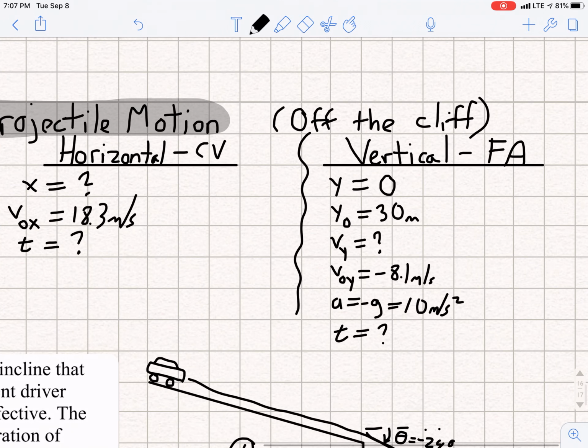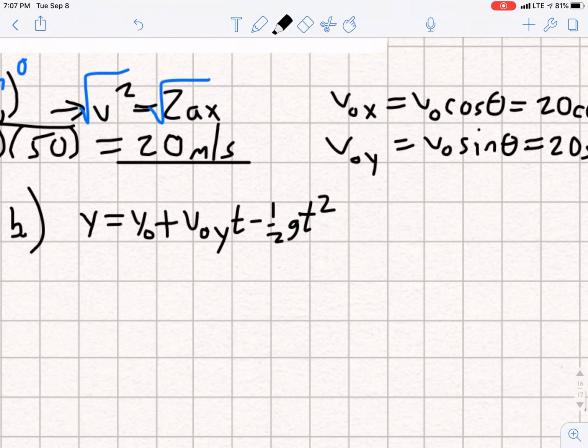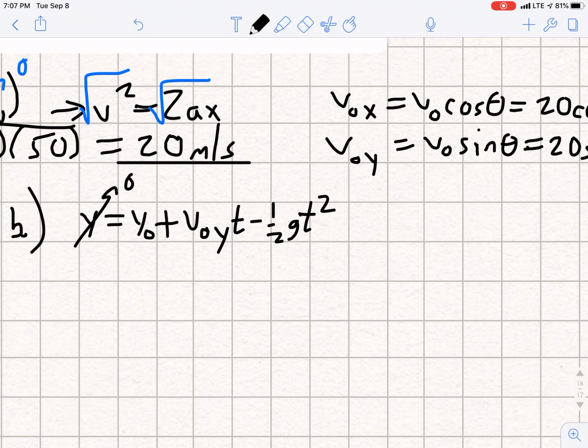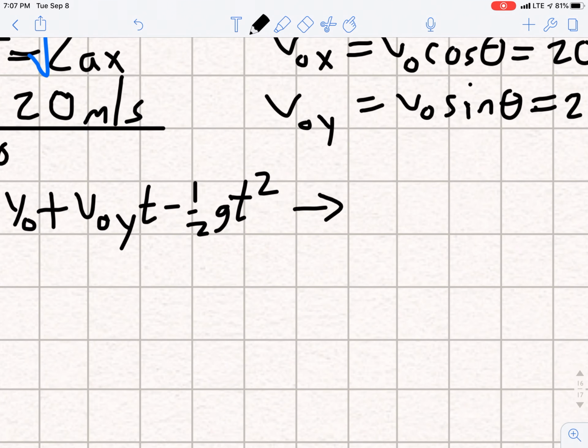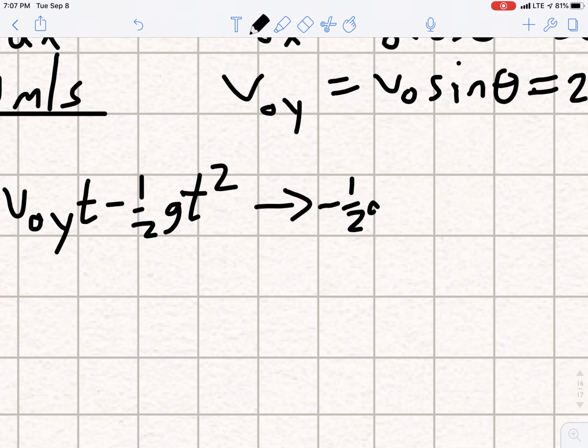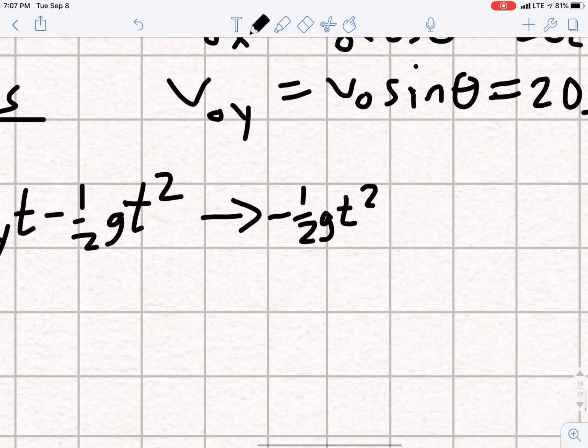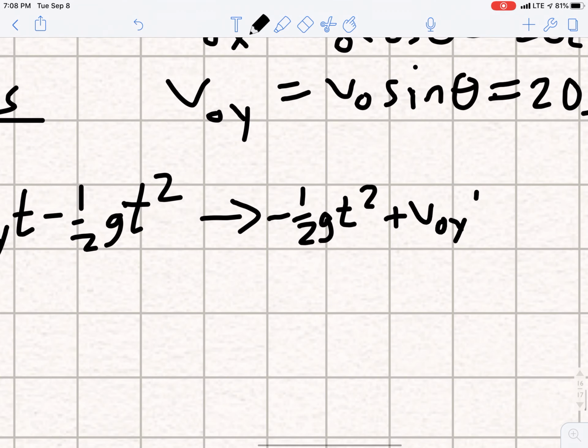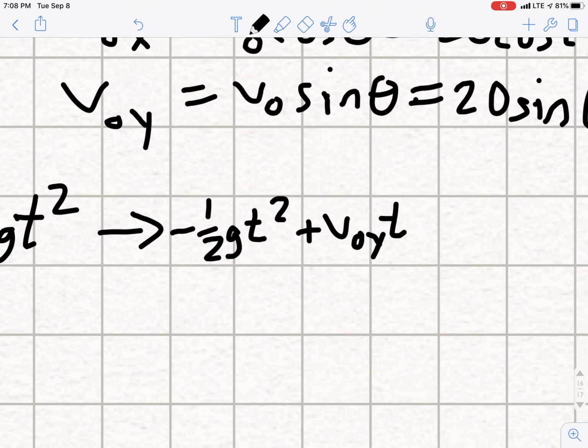Now, again, we can use that equation mentioned just a minute ago to find the time it takes to fall 30 meters. Okay, and if I make that equal to 0, what I can see is I have a quadratic equation with respect to time. So what I'm going to do is rewrite this, but backwards. So negative 1/2 g t squared plus v naught y t plus y naught equals 0.